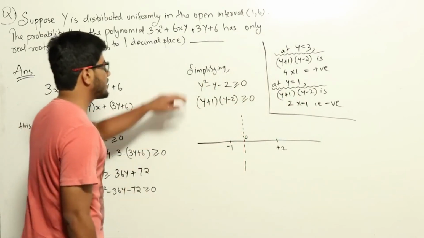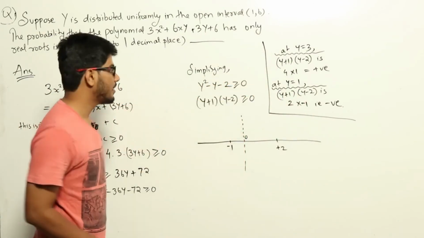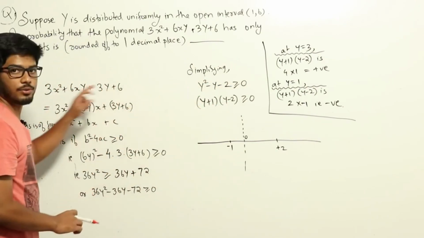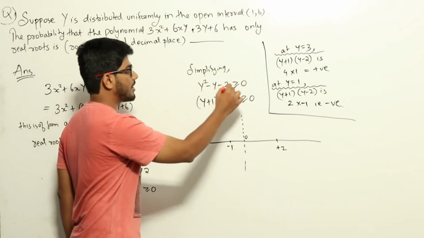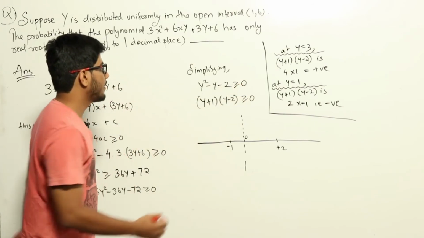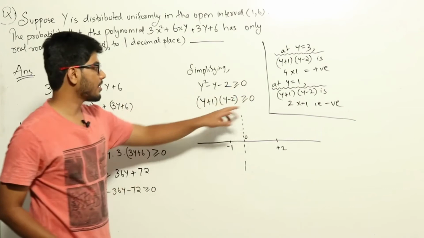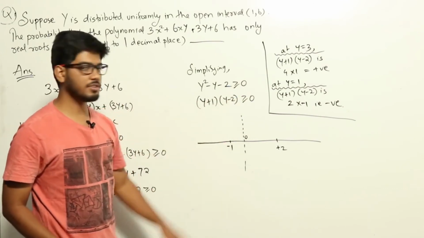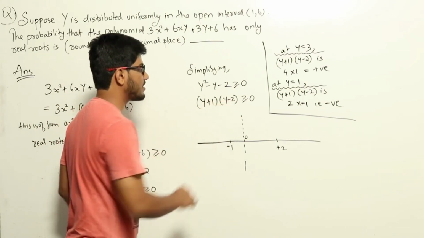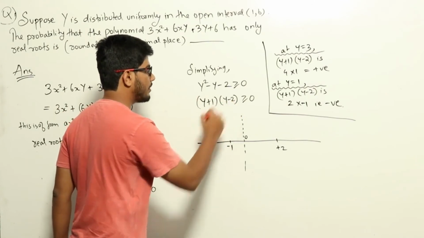Now simplifying that equation, we get y square minus y minus 2 should be greater than or equal to 0. What it means is this equation will have real roots if y square minus y minus 2 is greater than or equal to 0. To solve this, we can rewrite it as y plus 1 into y minus 2 should be greater than or equal to 0. So y plus 1 into y minus 2 should be positive. Now this particular function y plus 1 into y minus 2 will become 0 at points y equal to minus 1 or y equal to 2.